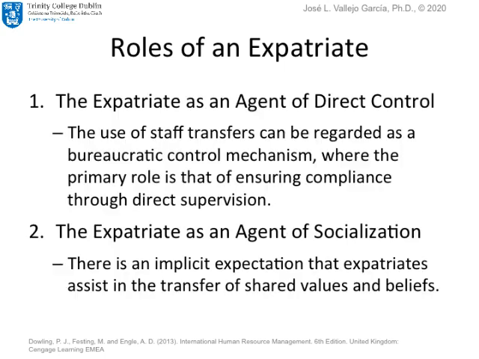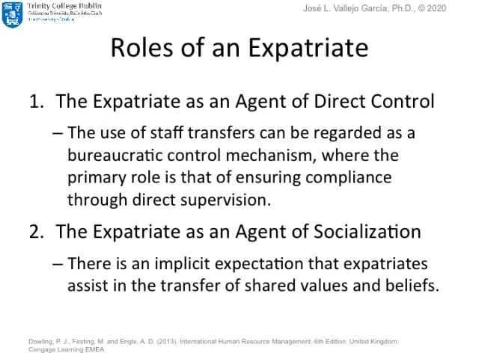So why is the expatriate an agent of direct control? Well, the use of staff transfers can be regarded as a bureaucratic control mechanism, where the primary role is that of ensuring compliance through direct supervision. Okay, so they use that expatriate as an agent to execute control.